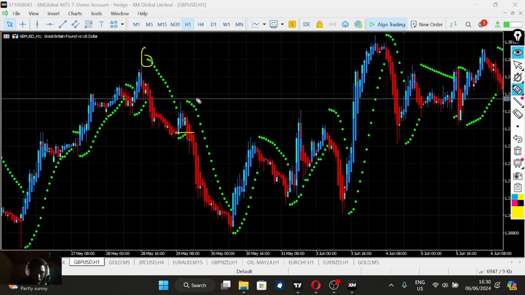If we could have entered the market here, where the parabolic is above the price and the candles are red, we could have exited here where the parabolic is below the price and the candle has changed to blue here. This will be our exit point.